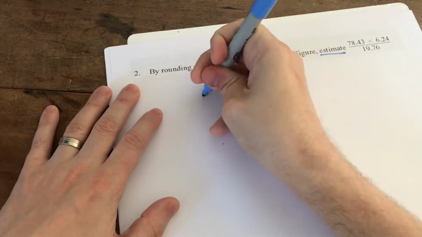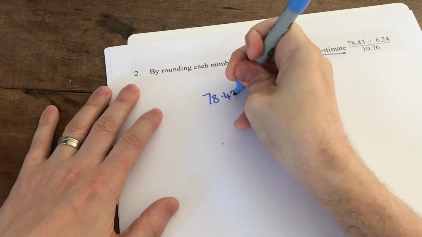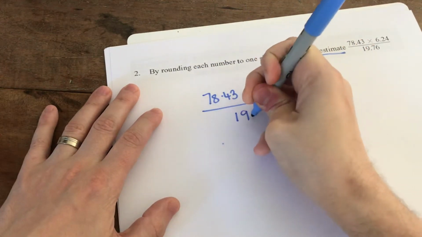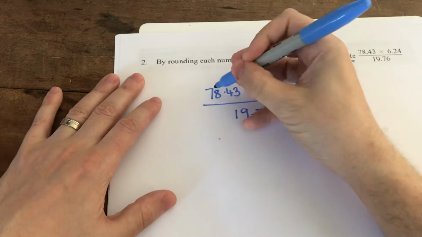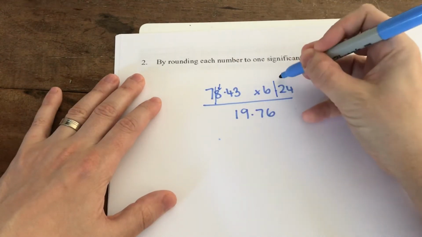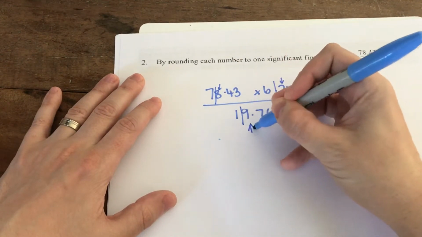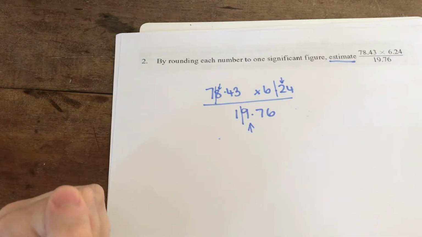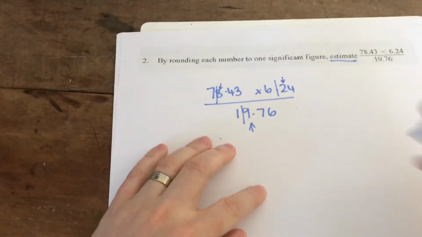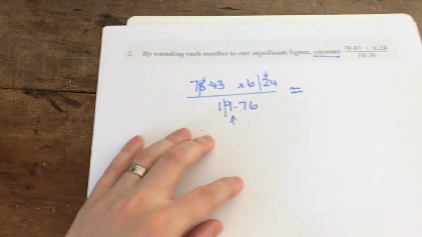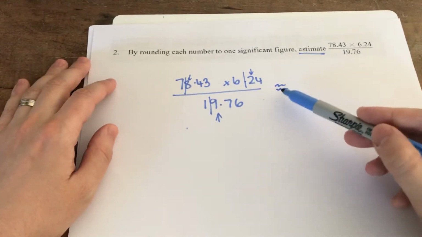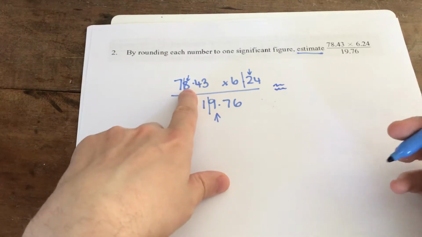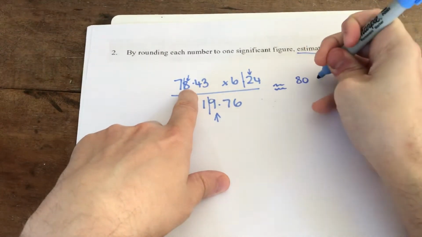But anyway, what we do is we've got 78.43 times 6.24 all over 19.76. We round each of these to one significant figure, and notice I'm going to the first non-zero number, putting a line after it, and looking at the number after that to decide whether I have to round up or down. We use our estimation sign. Notice that's a squiggly equals sign. That means that you've estimated. So 78.43, there's an 8 here, so it rounds up to 80.